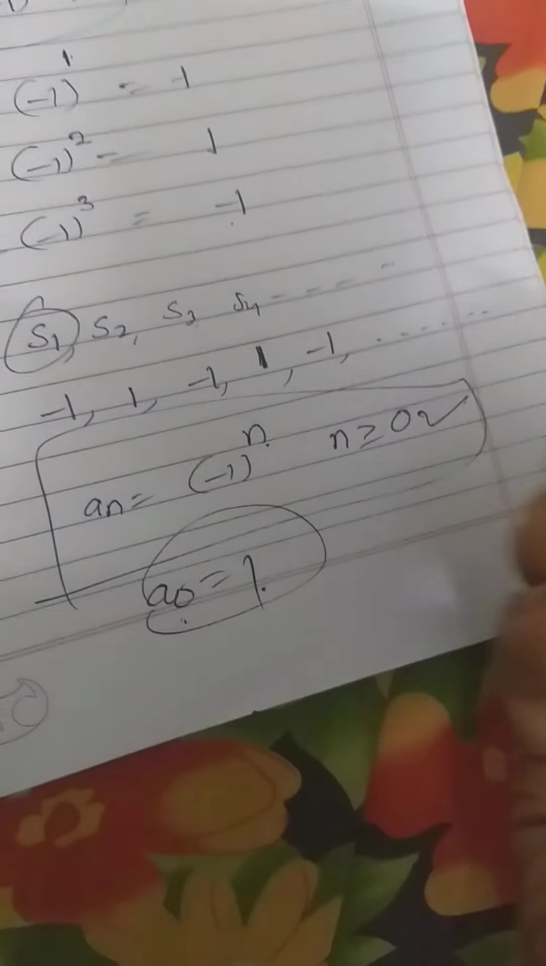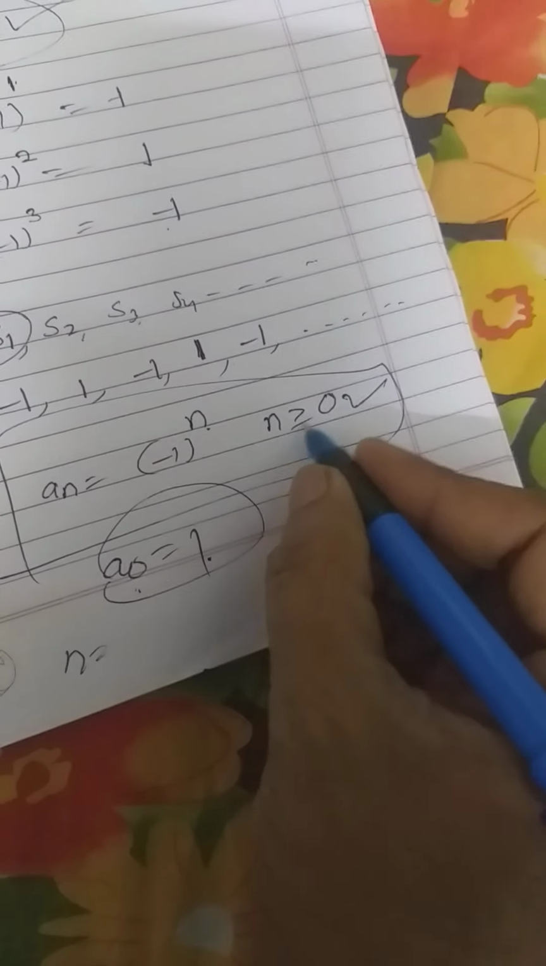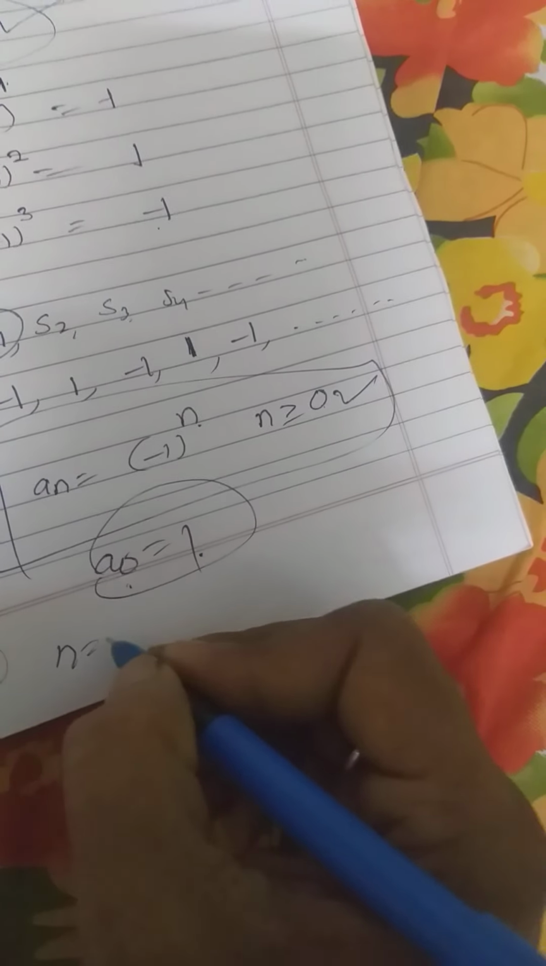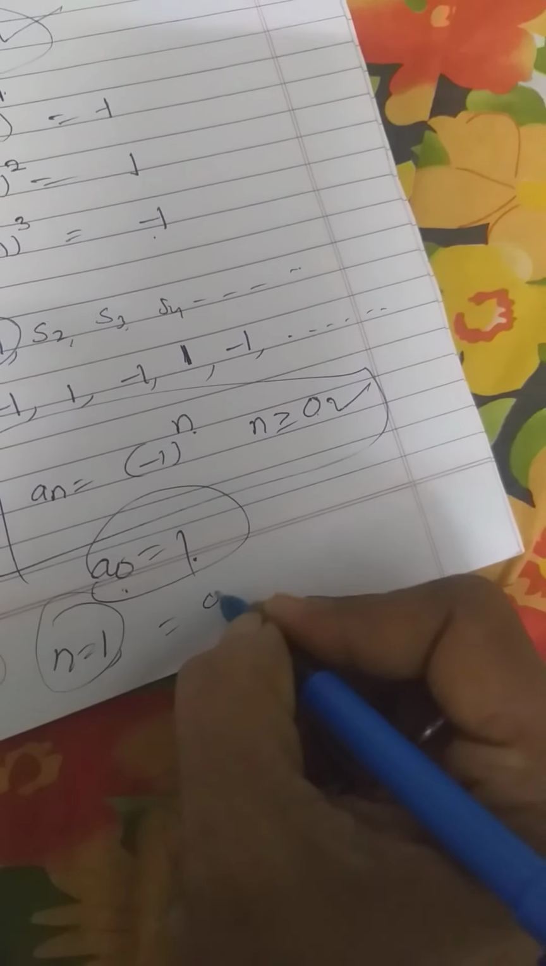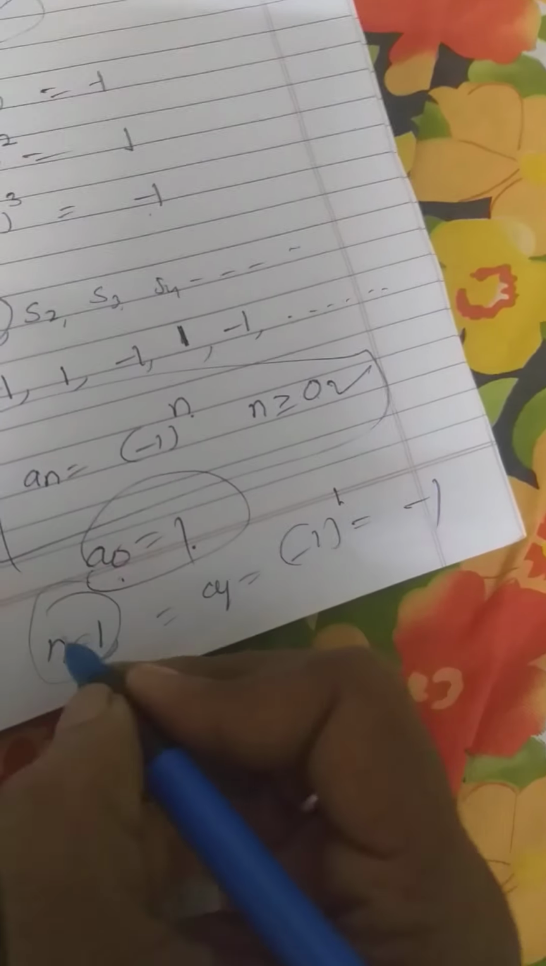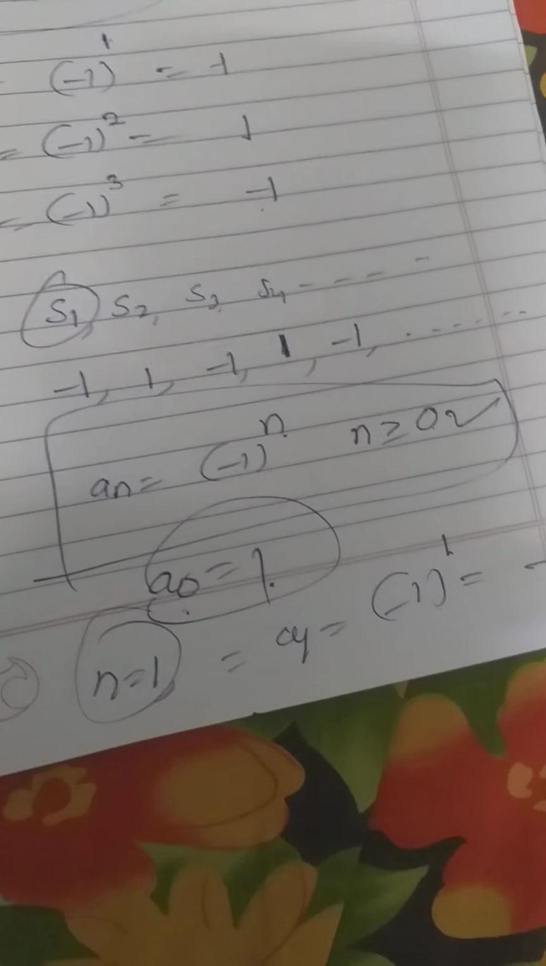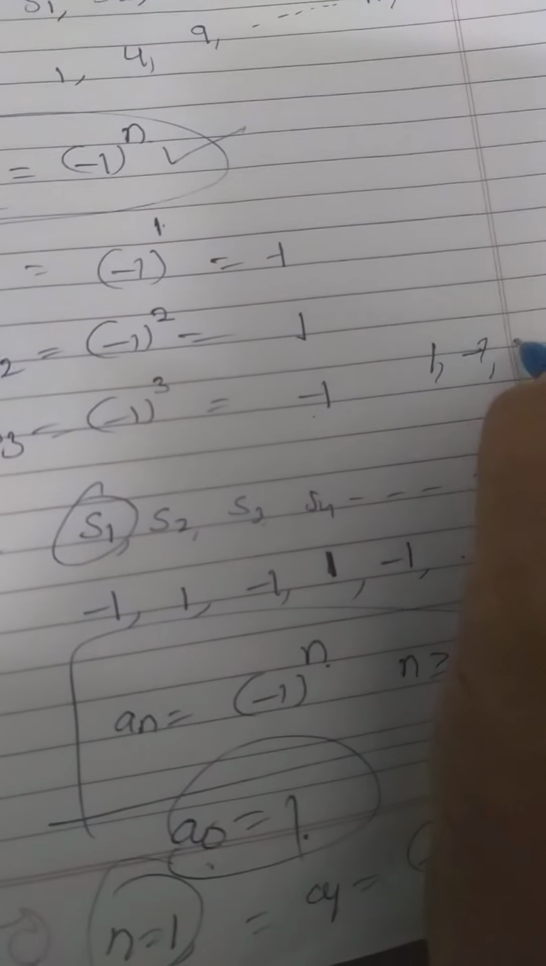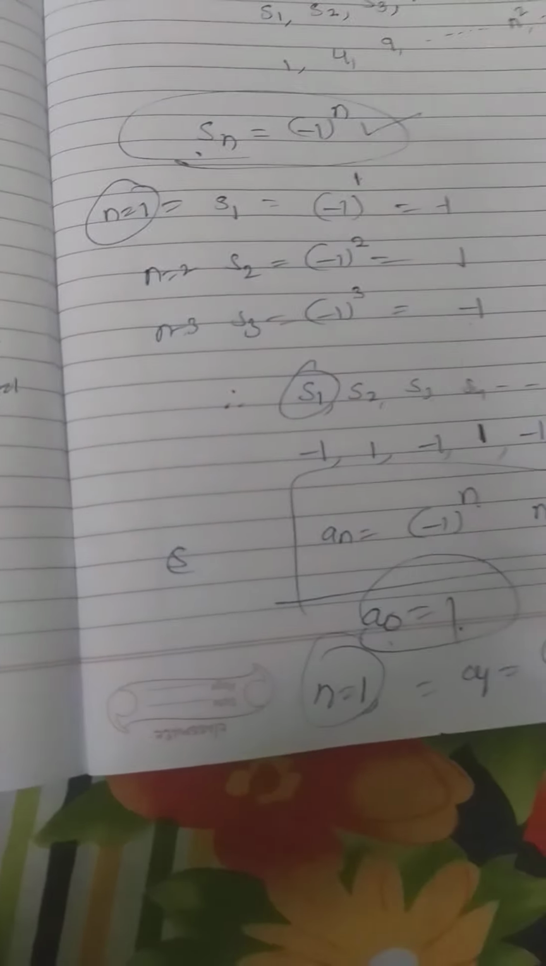Right? How to get the next term of the sequence? N is greater than or equal to 0 is given. Put n is equal to 1, what do we get? a1 is equal to minus 1 whole power 1, that is minus 1. Similarly, if you substitute n is equal to 2, what will you get? a2 is equal to minus 1 whole power 2, that is 1. Right? Now what about the terms of the sequence? Now we can write 1, minus 1, 1, minus 1, and so on. These are the terms of this sequence clearly. Now please go through the examples carefully.